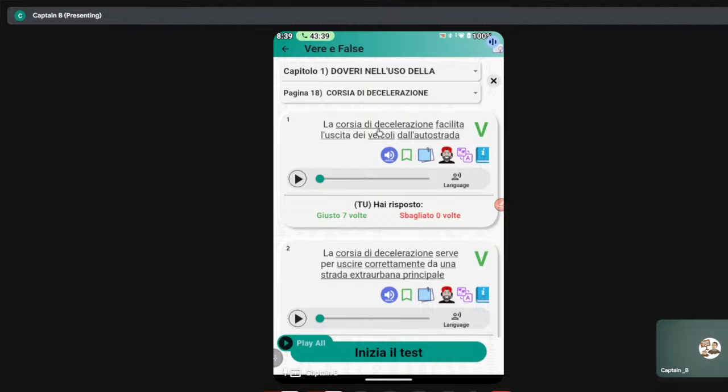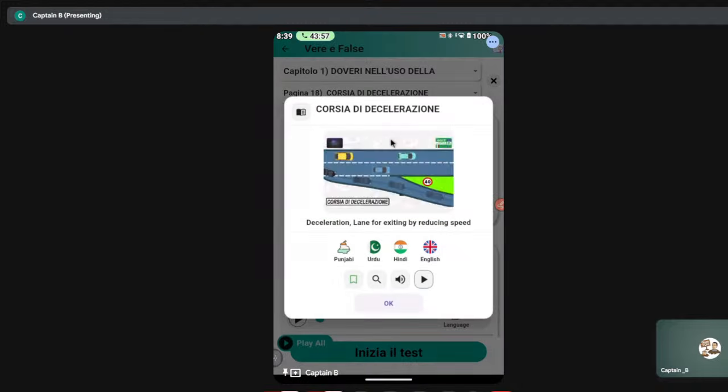The corsia of decelerazione, which is the deceleration lane, facilita, meaning makes it easy for a vehicle to exit. Where? Autostrada. Okay, so this corsia di decelerazione makes it easy for a vehicle to exit the autostrada. That is to come down like this. Look at it here.